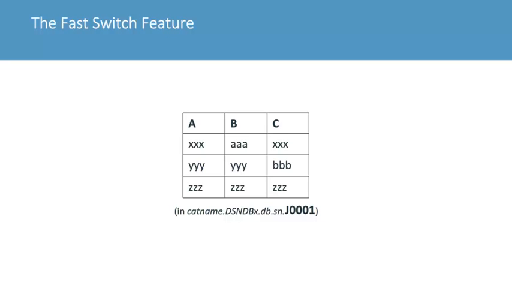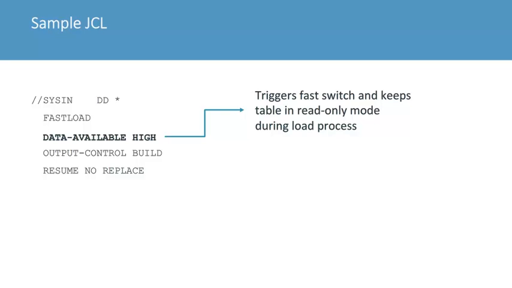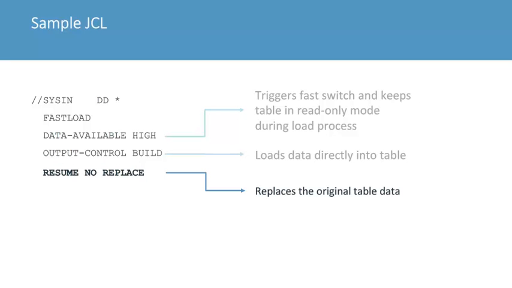The following demonstration shows you how to perform a fast switch load. To use the fast switch feature, you simply need to create a load job that specifies DATA AVAILABLE HIGH, OUTPUT CONTROL BUILD, and RESUME NO REPLACE. DATA AVAILABLE HIGH triggers the fast switch process and keeps the table in read-only mode during the load. OUTPUT CONTROL BUILD loads the data into the shadow table directly from the input file instead of from a secondary dataset. This option decreases the elapsed time and the amount of CPU that's used. And RESUME NO REPLACE indicates that you're replacing all of the data in the original table.